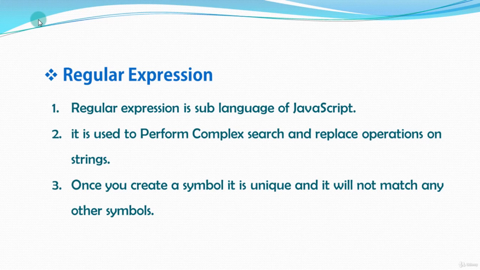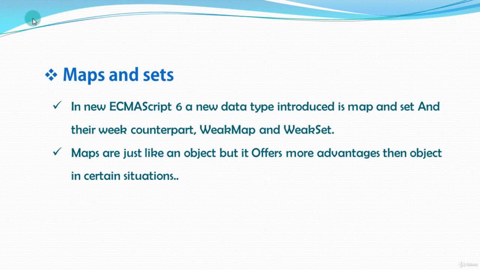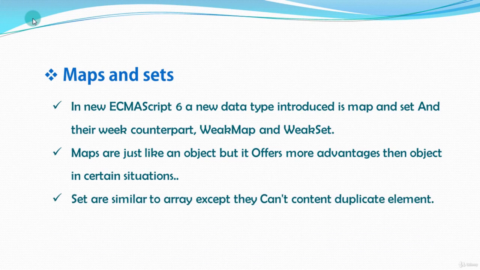Let's move on and talk about maps and sets. In this topic, we will cover map and weak map and set and weak set. In the new ECMAScript 6, new data types were introduced: map and set and their weak counterparts, weak map and weak set. Maps are just like objects, but they offer more advantages than objects in certain situations. Sets are similar to arrays, except they can't contain duplicate elements.